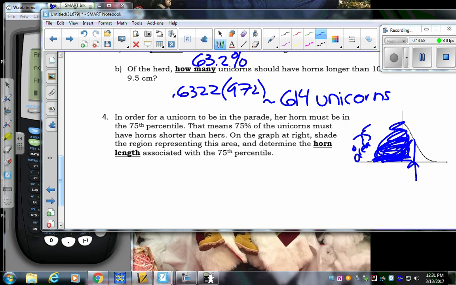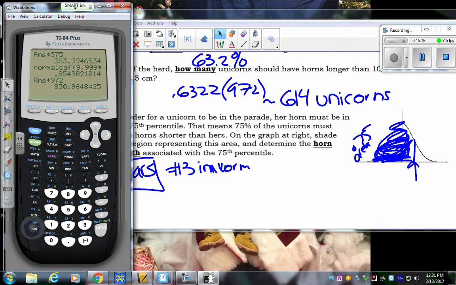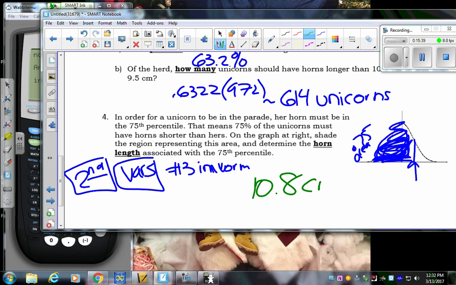Okay, so what we do for this option is, in this case, we use second VARS, same menu, but here we're going to use number 3, inverse norm. And what it's going to do is when I type in the area, meaning change that percent to a decimal, let me show you. Okay, I type it in. Area is 0.75. We said the average was 10.1 and 1.04. And enter. And this will give me the horn length, 10.8. So in order to be in the parade, your horn has to be at least 10.8 centimeters.